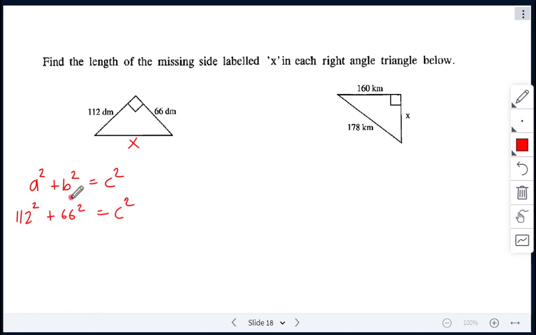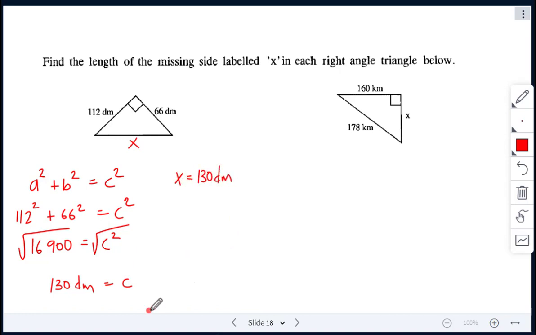Put those both into the calculator and you should end up with 16,900 is equal to C squared. Square root both sides to get C, and we get 130 decimeters is equal to C, which is our X. Just make sure that you do, because it does ask you to figure out X, so therefore X is equal to 130 decimeters.